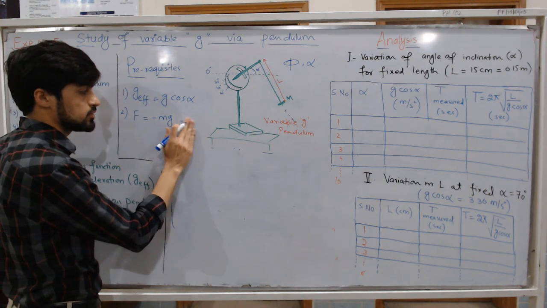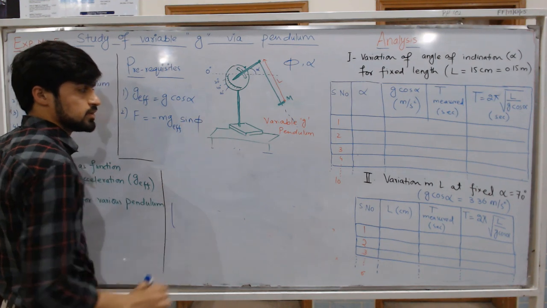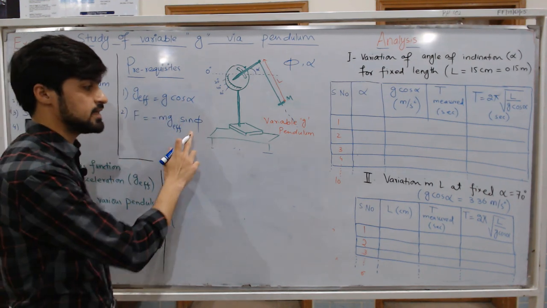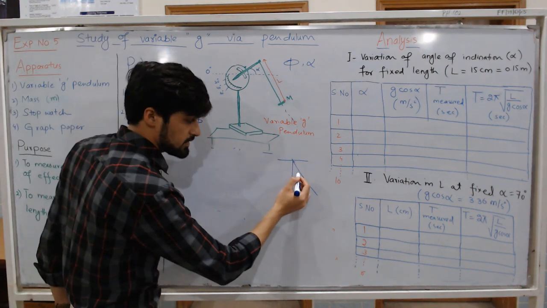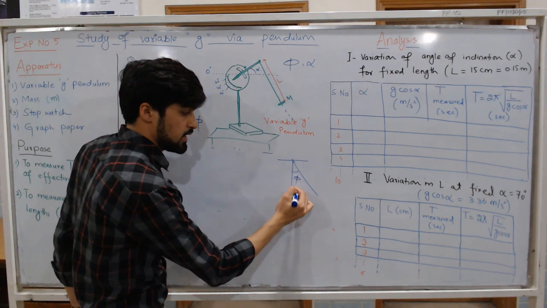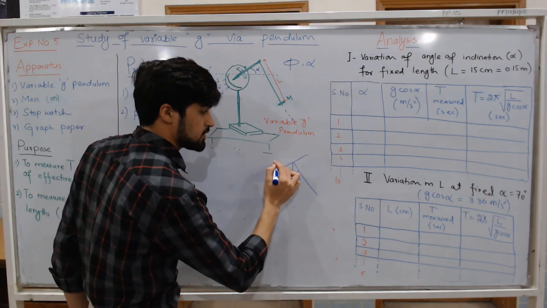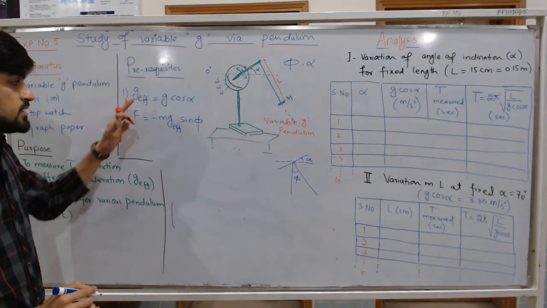sine phi. Yes, the component responsible was sine phi, not alpha. Keep in mind, phi is the displacement from the mean position. The angle, this angle, sorry, this will be phi. And if the pendulum is inclined like this, this angle will be alpha. So we know the difference. These are the two components.